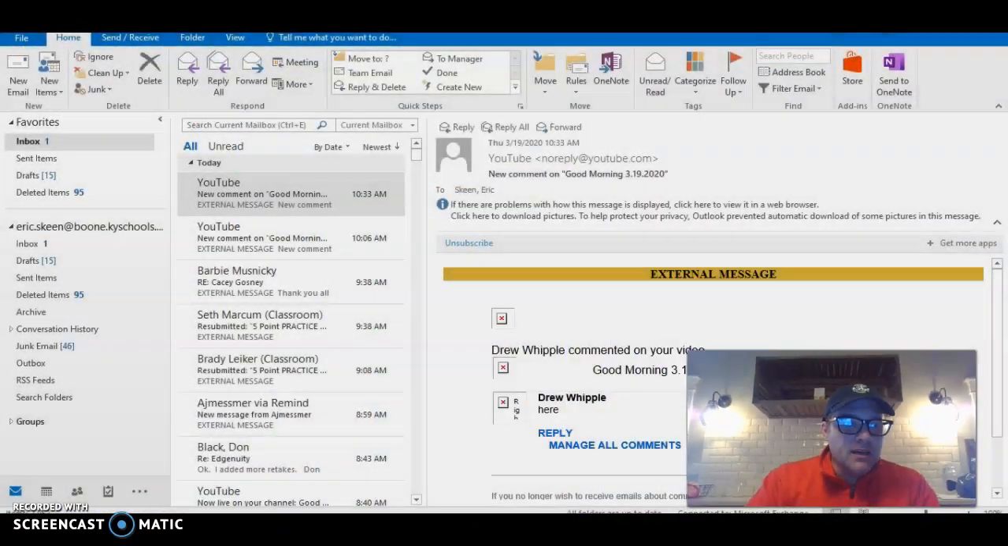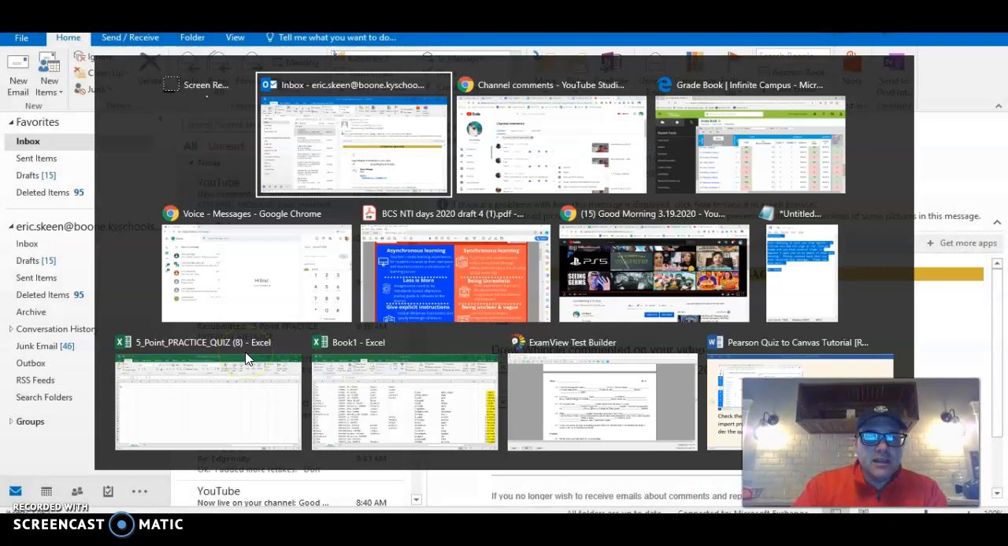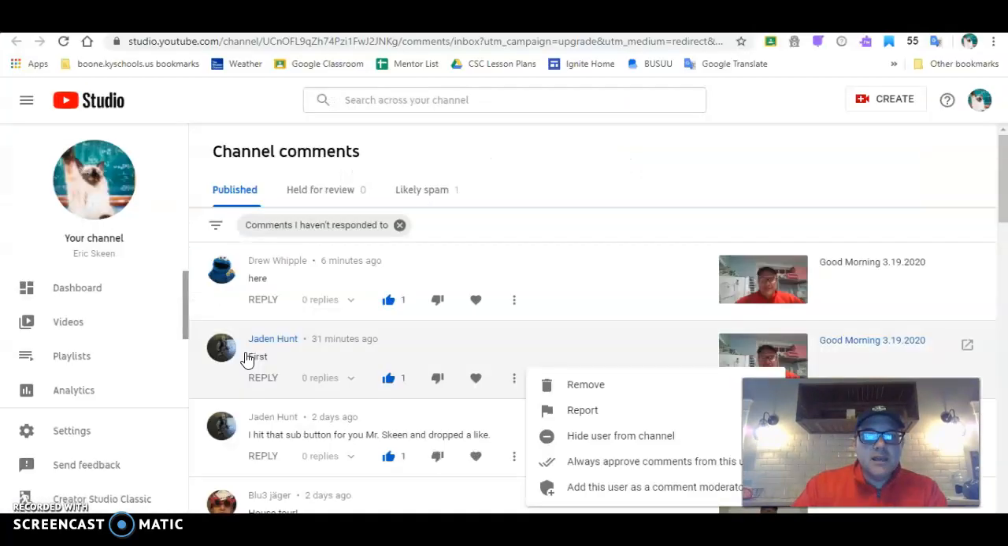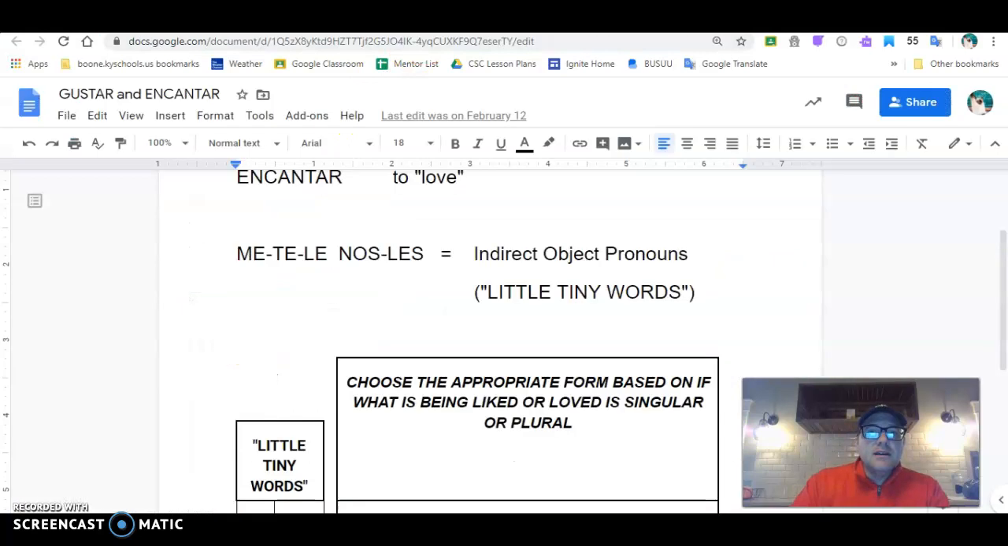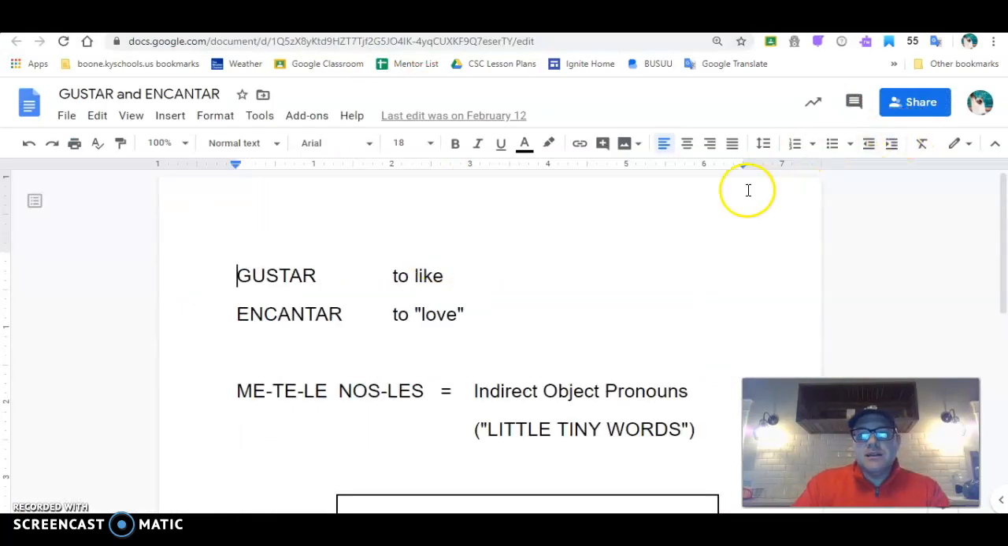So first thing that we've got, let me minimize myself here, and we will take a look at gustar and encantar. If you remember, gustar is the verb to like. The verb encantar is to love. Encantar is more or less the extreme form of liking. Gustar, to like; encantar, to love.